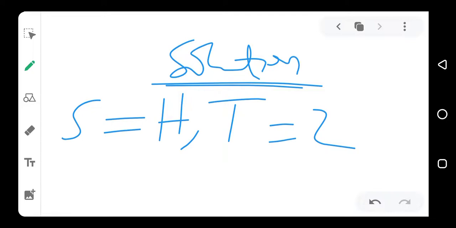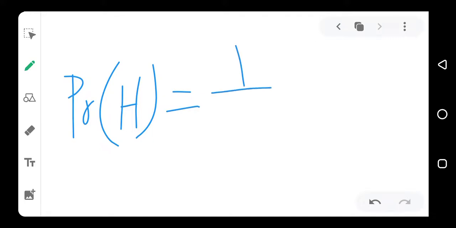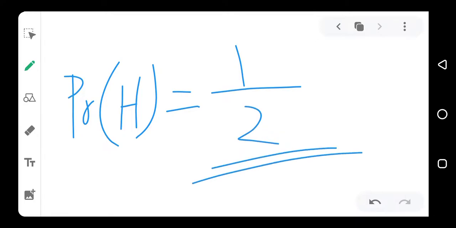Now we are looking for the probability of getting a head. That means in this sample space we look for the total number of heads. We have only one head in this, so head is equal to 1. Therefore, the probability of getting a head is equal to the total number of heads in the sample space, 1, all over the total number of events in the sample space, which is equal to 2. So the probability of getting a head is 1 over 2. So this is the answer.